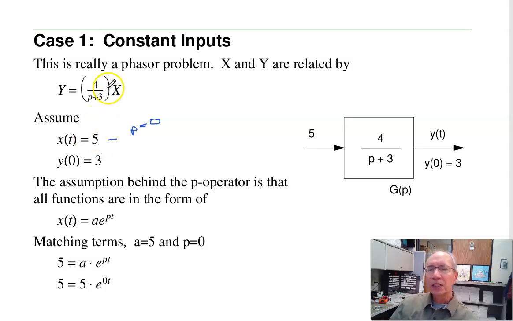The forced response then is just phasor analysis. I have 4 over p plus 3. This is the gain everywhere. All I care about is what's the gain at p equals 0, times the input at p equals 0, which is just 5. So the answer is 4/3 times 5, or 20/3. That's the forced response. You notice this is actually a whole lot easier than what we did before. Because to have the transfer function, just find the frequency of the input, p equals 0, times the input.